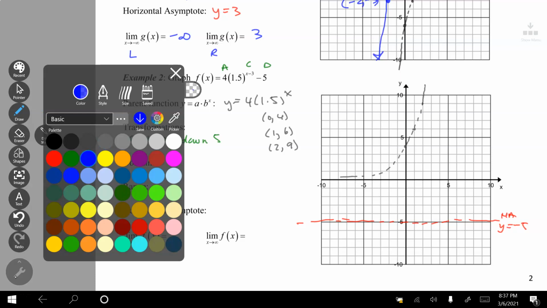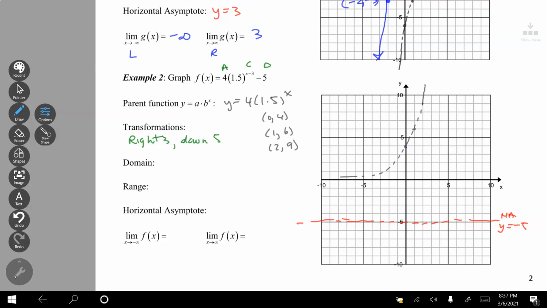So every single dot I have here, I have 3 of them here. They're going to go right 3, 1, 2, 3, down 5, 1, 2, 3, 4, 5. So I have a dot at 3, comma, negative 1. This dot here is going to go 1, 2, 3, 1, 2, 3, 4, 5. And that's at 4, 1. And this dot here at 2, 9 is going to be 1, 2, 3, 1, 2, 3, 4, 5. And that point here is at 5, comma, 4.